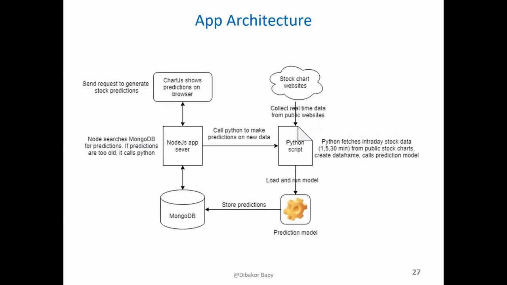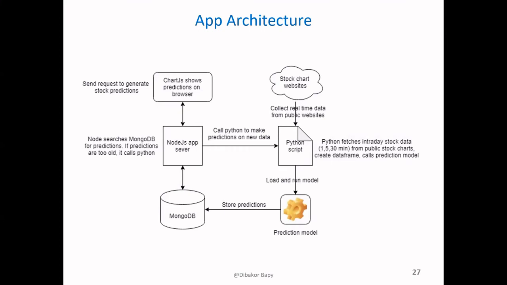This is the architectural block diagram of my application. The main components are Node.js, MongoDB, Chart.js, a Python script, and the trained model. From the browser, the user sends a request to the Node.js server. Node.js searches MongoDB for predictions. If the predictions are too old, it calls the Python script. The Python script collects real-time data from public websites.